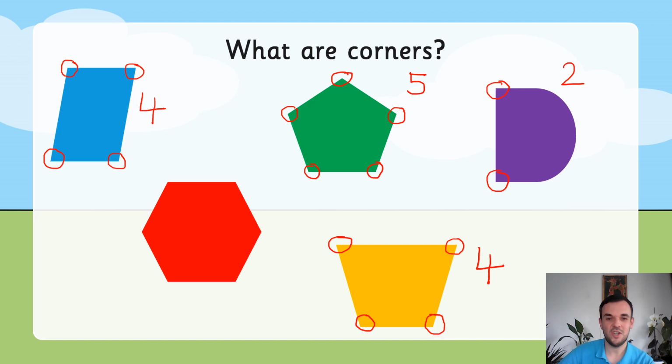Let's have a look at the last shape, which is the red shape. How many corners can you see on the red shape? Well, let's put circles around them to find out. There's 1 here, 1 here, 1 here, 1 here, 1 here, and 1 here. Let's count them. 1, 2, 3, 4, 5, 6. There are 6 corners. So we need to remember that the corners of a shape are the pointy bits. The corners on a shape are the pointy bits.